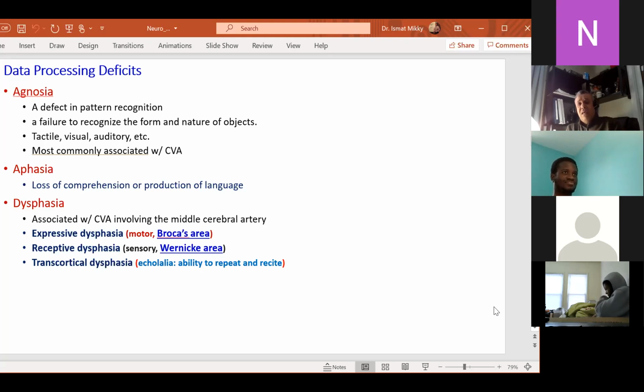and mostly affects the middle cerebral artery, and then the patient will have one of the following, depending on where the clot or hemorrhage of the CVA is located. So it depends on the site of involvement in the brain tissue. So expressive dysphagia versus receptive dysphagia, and we have transcortical dysphagia.